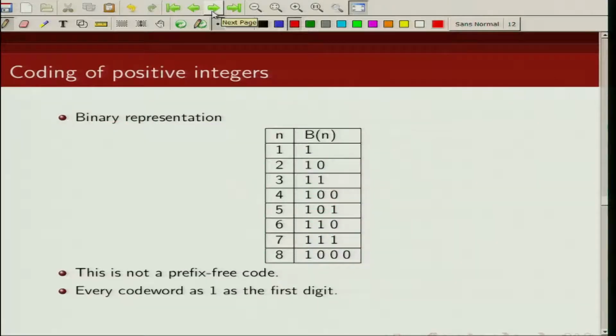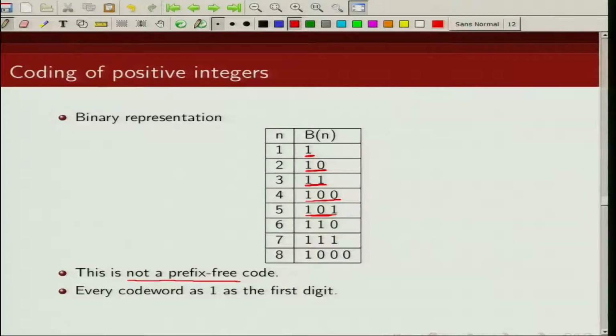Now, is this a prefix free code? The answer is no. For example, you can see this is a prefix of this code, and similarly, this is a prefix of this code, so this is not a prefix free code. If we are designing a block to variable encoding, remember we want instantaneous decodability, so we would like to design a prefix free code. One drawback of this binary representation of positive numbers is that it is not a prefix free code.